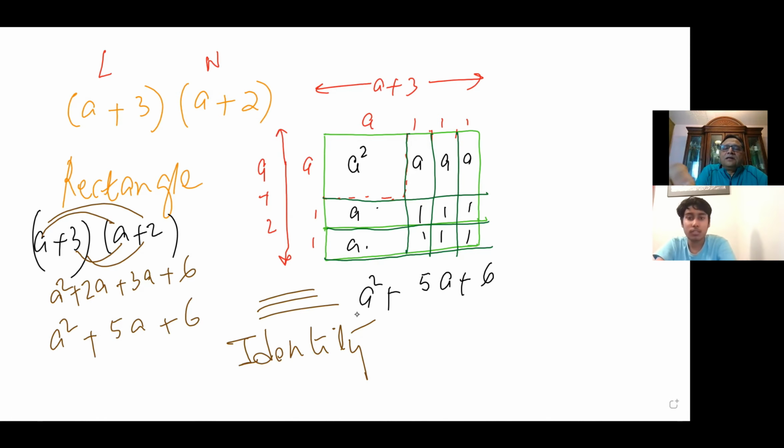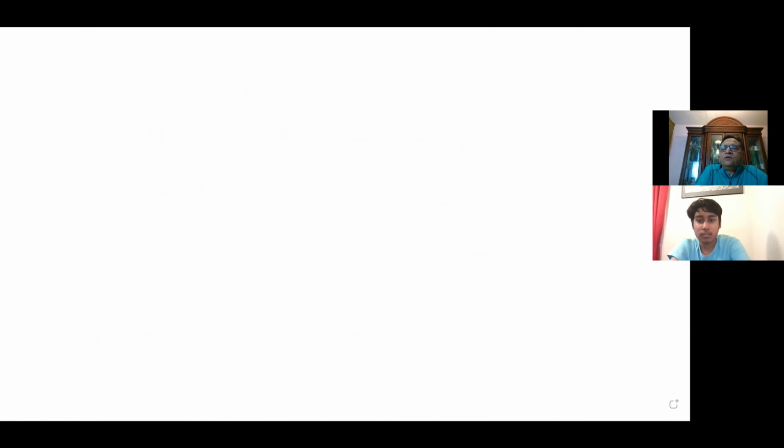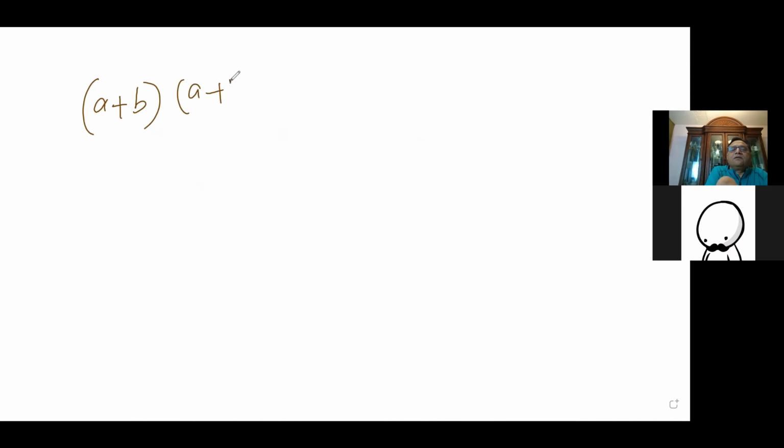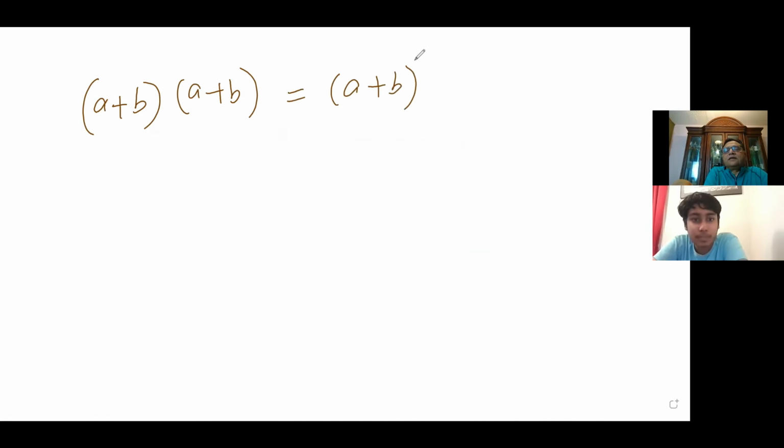Now let's move on to a new page, and now we look into the perfect square. So if I have to multiply a plus b with a plus b itself, what do you really get? When you multiply a plus b with a plus b, you could also write this as a plus b whole square, right? Yes, sir. Okay, but what is its expansion?